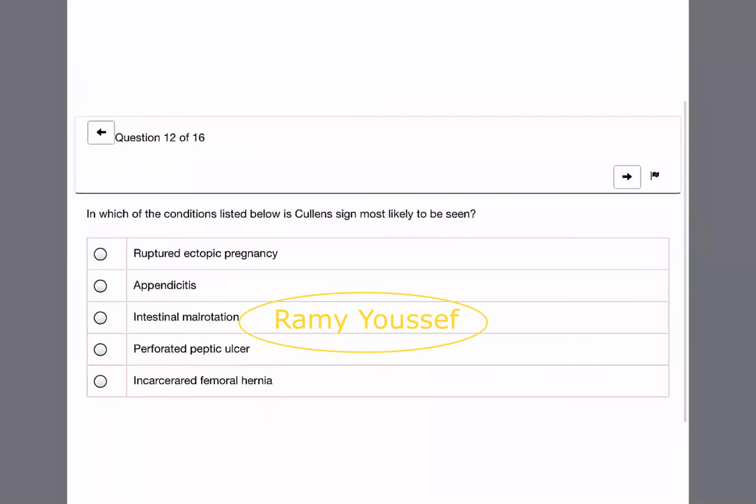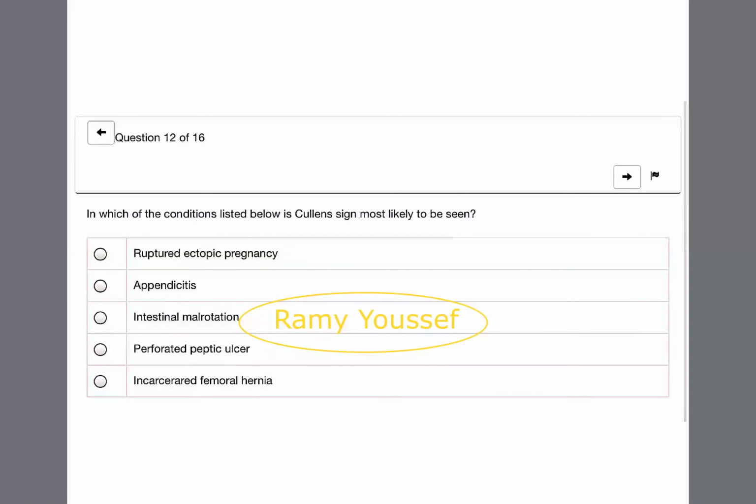In which of the conditions listed below is Cullen's sign most likely to be seen? Rupture, yes. Where will you see Cullen's sign? Intra-abdominal. And what is Cullen's sign? It is the periumbilical discoloration. It occurs in pancreatitis or any other intra-abdominal condition, generally.